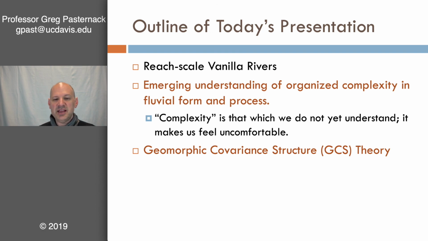All right, well, we've come pretty far. I've now explained geomorphic covariance structure theory, and I've shown a little bit of an example. I'm going to pause one more time, and then I'm going to come back, and we're going to start looking at some topographic change results and some other nuances here.